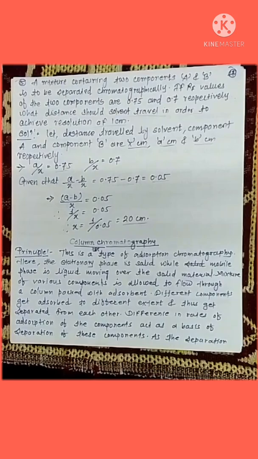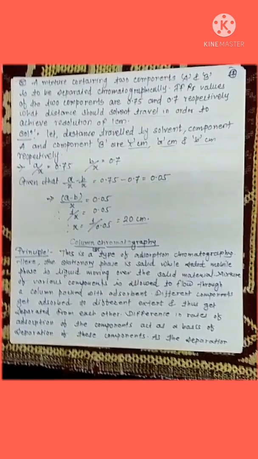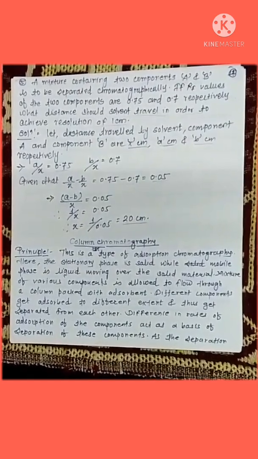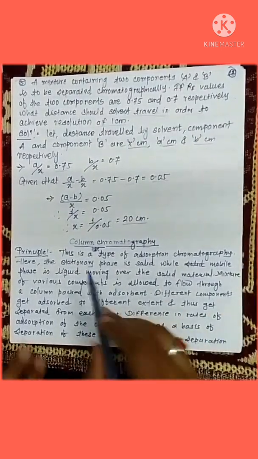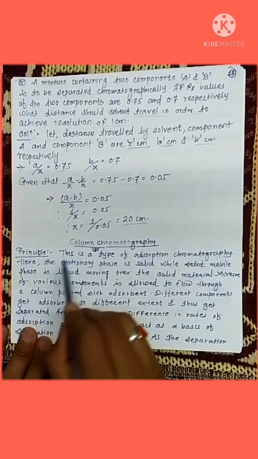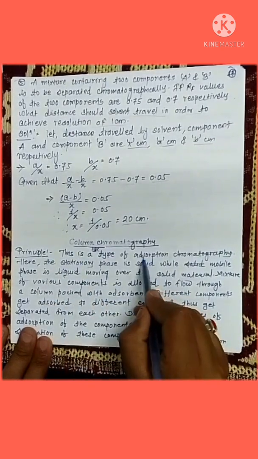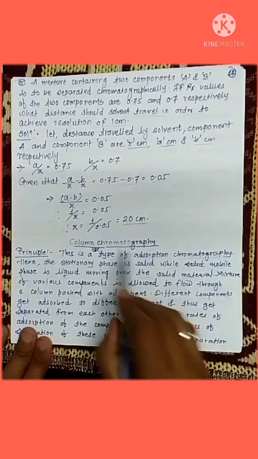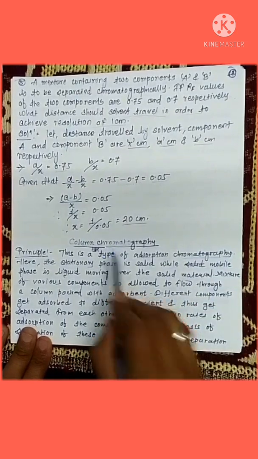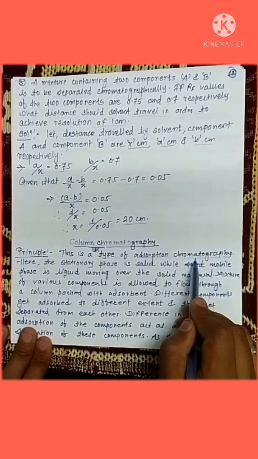So now we are going to see column chromatography. So what is the principle of column chromatography? This is a type of adsorption chromatography. Column chromatography is a type of adsorption chromatography.